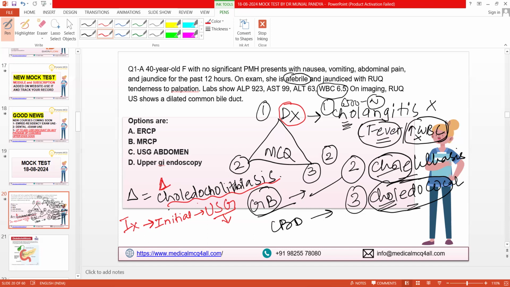What would be the next step after ultrasound? MRCP. What is the full form of MRCP? Magnetic resonance, computer.